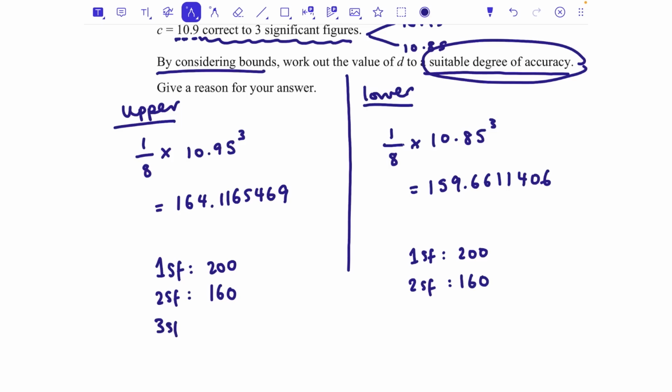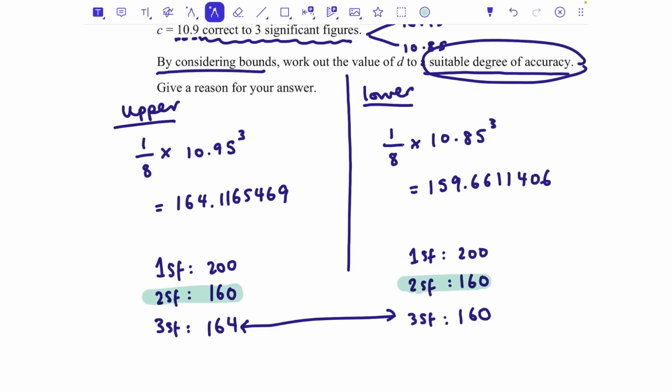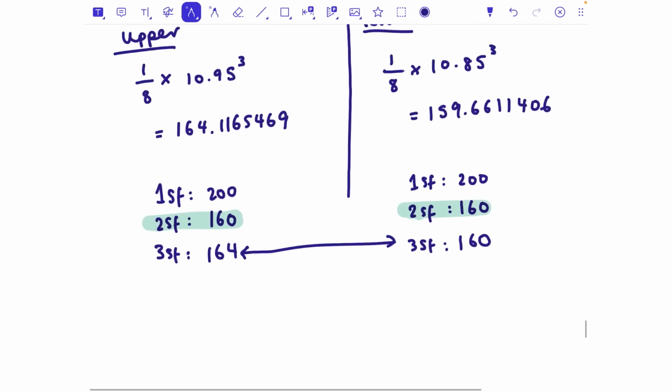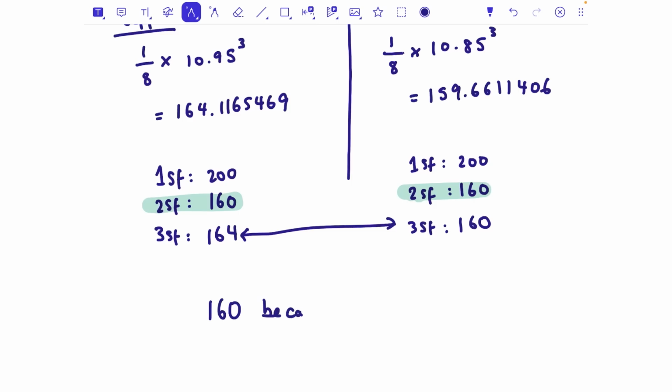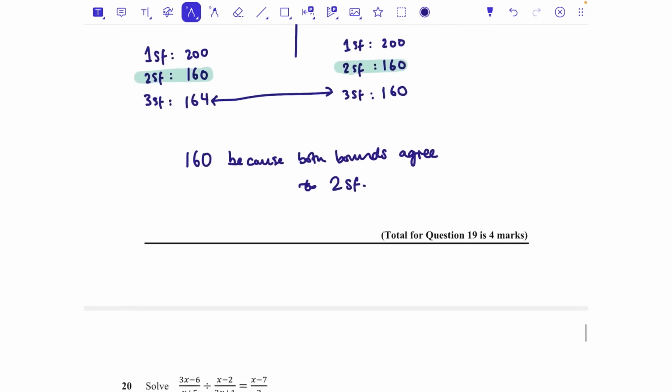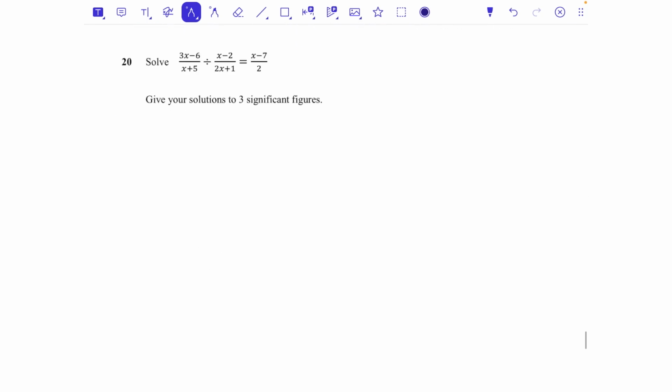If I round them to 3 significant figures, this one rounds to 164, and this one rounds to 160. So we can see that at that point they become different numbers. What you are looking for is the most accurate you can make it, but they still are the same. So in this case, our answer is going to be 160, because both bounds agree to 2 significant figures. That would be my answer. How many marks is that? 4 marks for that one. Very nice.